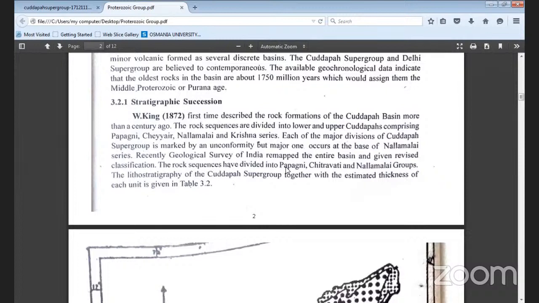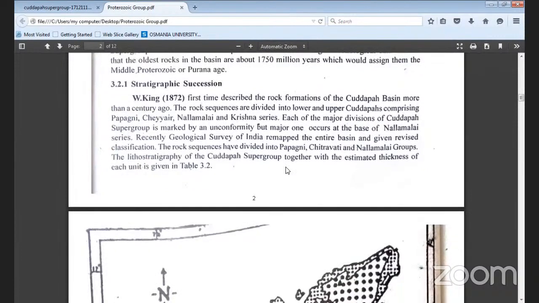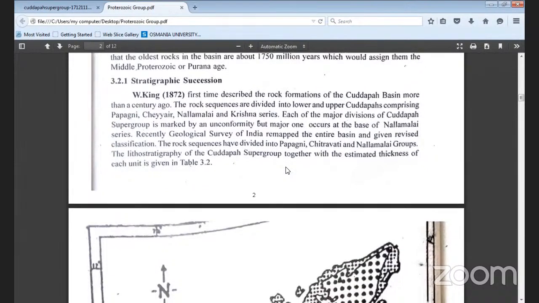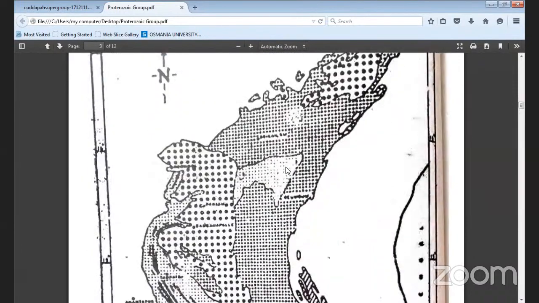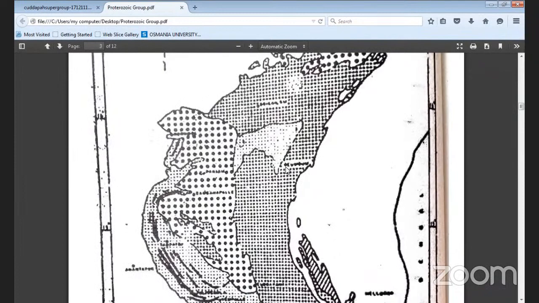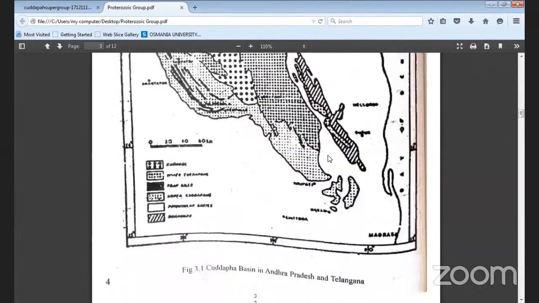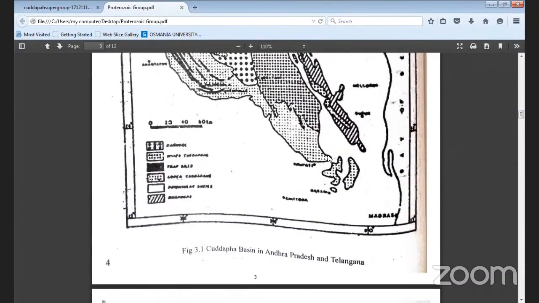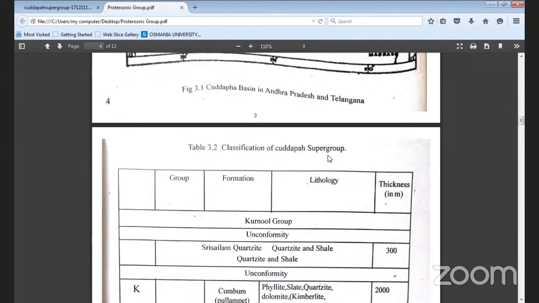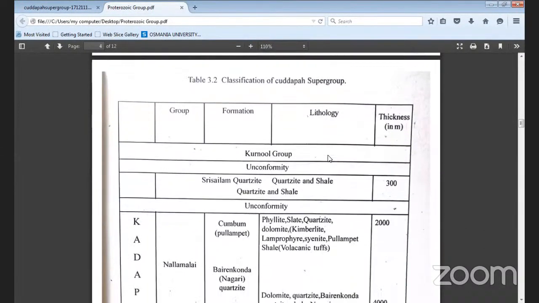And when you come to this new classification of the Kadapa supergroup, the rock successions have been divided into three major groups. Those are the Papagni, Chitravati, and Annamalai groups. The stratigraphy of the Kadapa supergroup, with the estimation of thickness for each unit. Now this is the Kadapa supergroup, you can see here. Now, coming to the classification of the Kadapa supergroup.